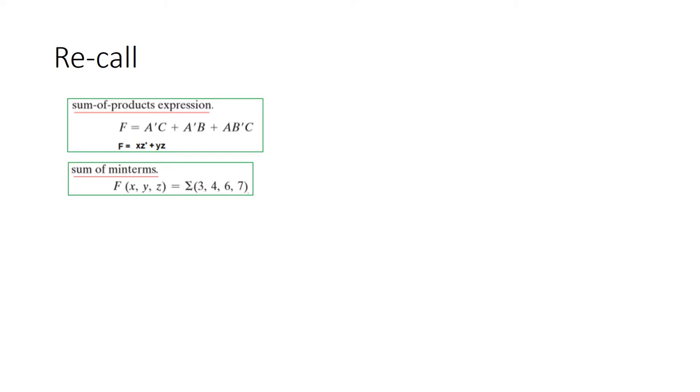And when it is said that the function is represented in terms of min terms, then that means we have the values of the min terms. So like M3 here, M4 here, M6 here, and M7 here.